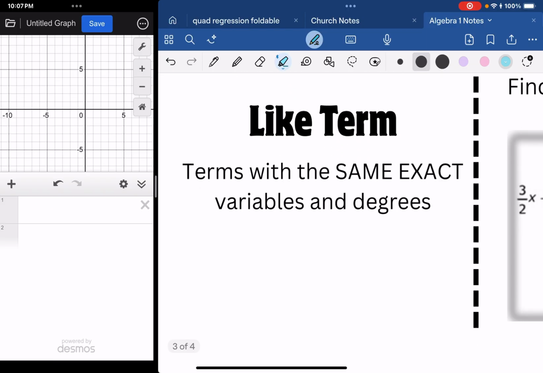And then a like term, it has to have the same exact variable and degree. A degree is just the exponent, okay? So another way of saying degree is just the exponent. Okay, and a variable, obviously, it has to have the same letter, okay?